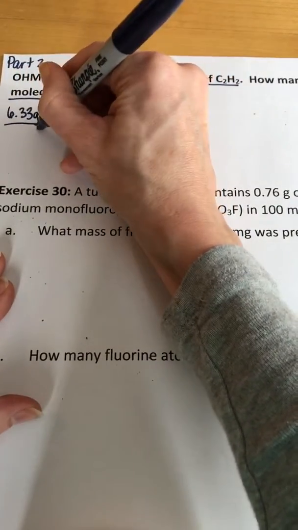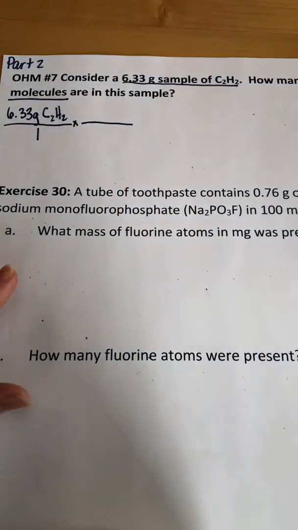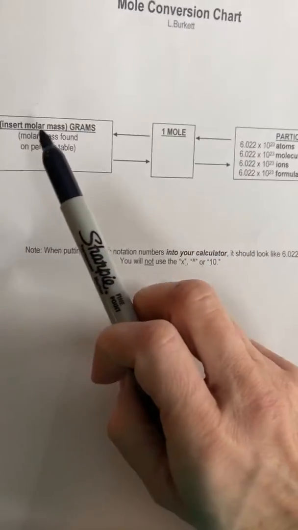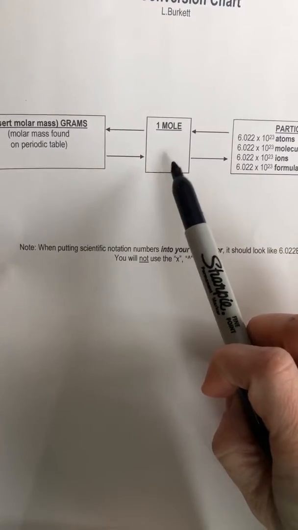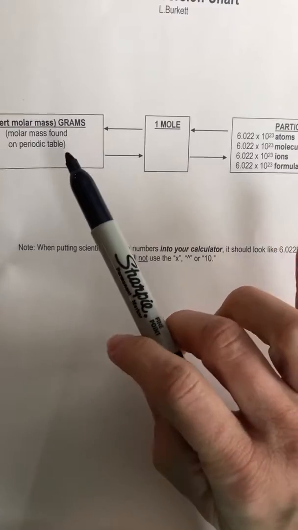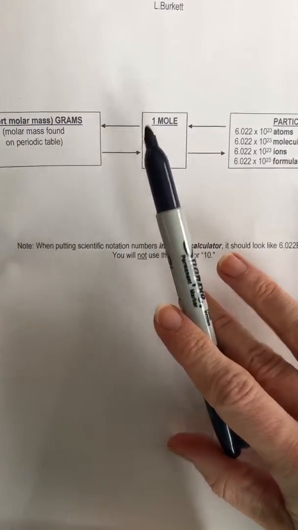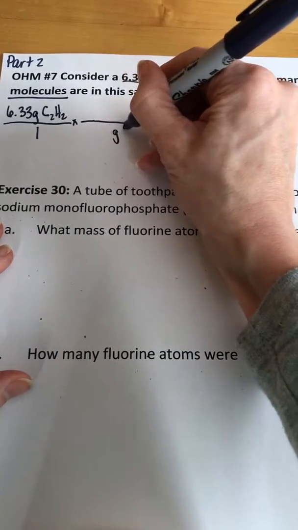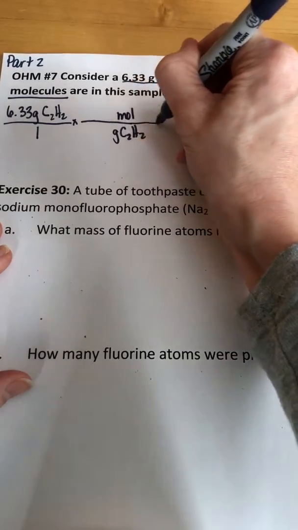So I'm starting with grams of C2H2. The problem wants me to go to molecules. If I refer to my mole conversion chart, I'm given grams. I want to go to molecules. They are separated by 1, so I know this will be a 2-step conversion. My first step will be grams to moles, and my second step will be moles to molecules. So grams of C2H2 is on the top, so I'm going to put that on the bottom to get it to cancel, and we know my first step is to moles.